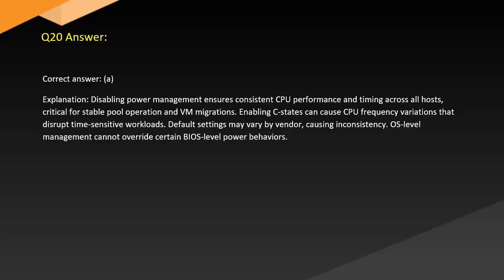Answer. Correct answer, A. Explanation. Disabling power management ensures consistent CPU performance and timing across all hosts, critical for stable pool operation and VM migrations. Enabling C-states can cause CPU frequency variations that disrupt time-sensitive workloads. Default settings may vary by vendor, causing inconsistency. OS-level management cannot override certain BIOS-level power behaviors.